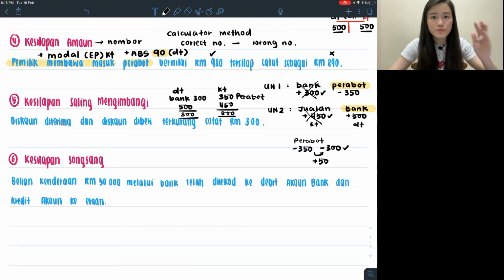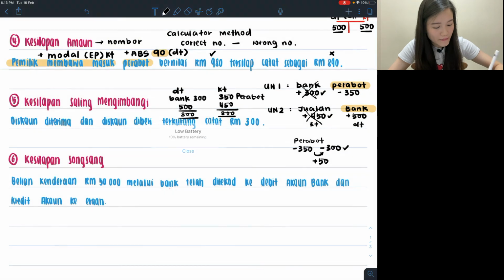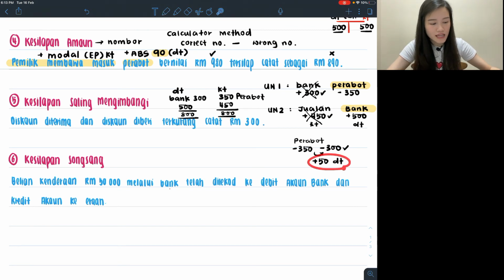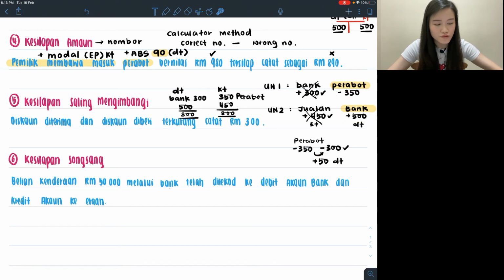So when perabot bertambah, which side? Perabot bertambah is on the debit side. Like this, okay? And then what about for bank then? Bank is supposed to get lesser. So when I want to minus bank, it's supposed to be on the credit side. That's why the answer is perabot debit, bank credit. So I'm going to pick these two that are non-related. It's not even about them, but then just nice Urus Niaga 1 and Urus Niaga number 2 is having mistake on both of them lah, okay?